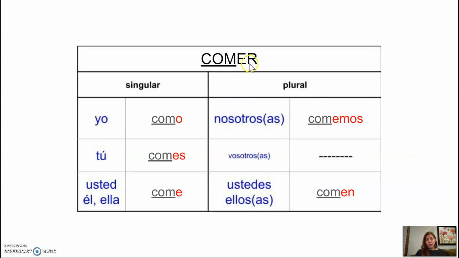El verbo comer, to eat. Yo como, tú comes, usted, él, ella come, nosotros, nosotras comemos, ustedes, ellos, ellas comen. The form of the verb matches the subject. Here we have the singular first person, second person, third person, plural first person, and plural third person forms.